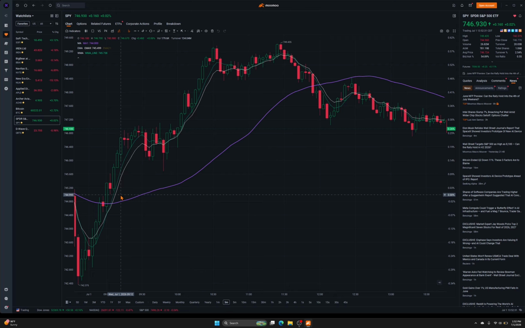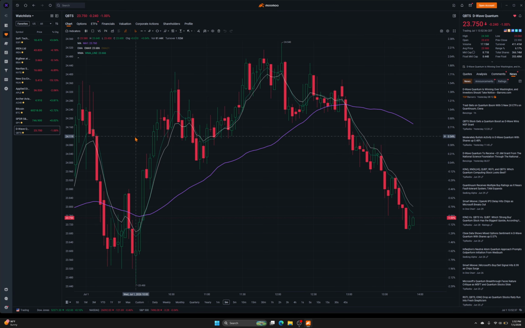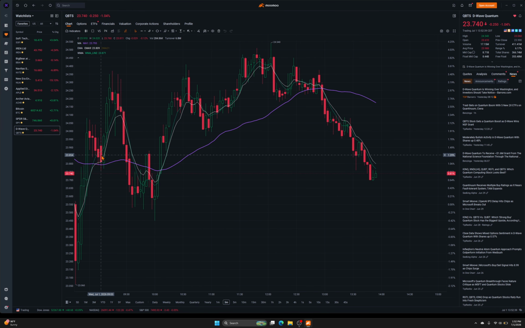There you go, guys. I hope you enjoyed. This strategy does also work with QBTS. I've been scalping QBTS using this strategy. So it crosses over, you buy, and then it moves like about 30 cents in your favor. You take the 1% return, rinse and repeat.